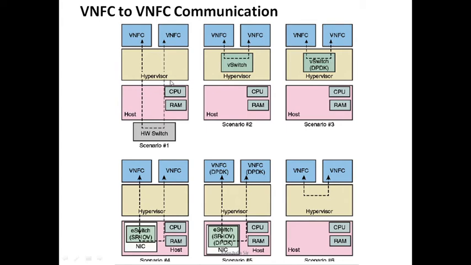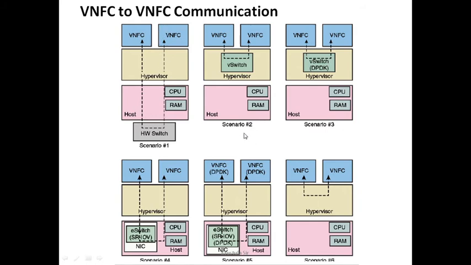See scenario number 1. We have got one VNF, and for the example's sake, in a single VNF we have two VNF components. So how do they communicate? In scenario 1, communication is through a hardware switch. In this case, the virtual machine supporting the VNFC bypasses the hypervisor. So this is how they can communicate.